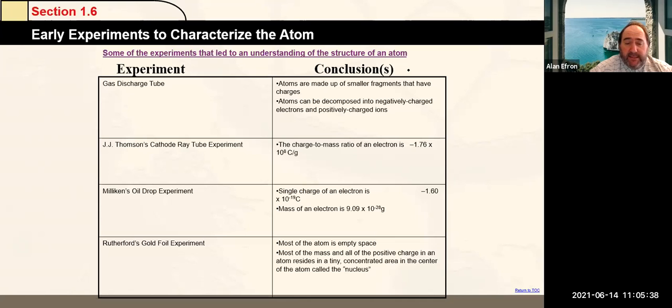Now, this table here summarizes pretty much what we just talked about in those different experiments, from our discovery of electrons to our Rutherford experiment and our plum pudding model here.